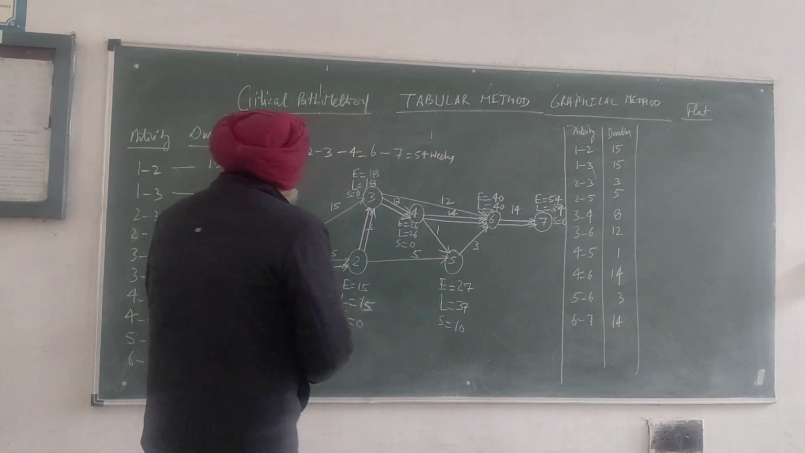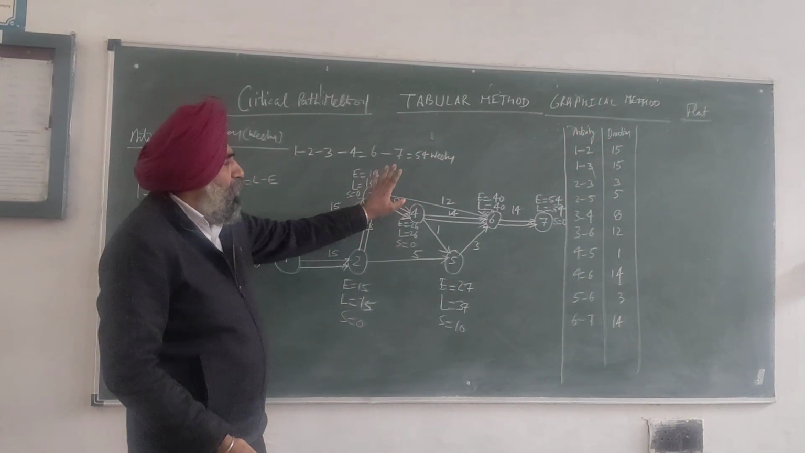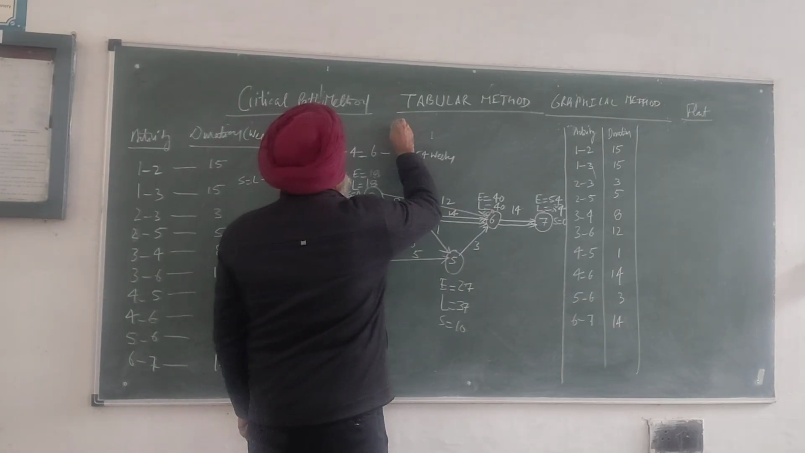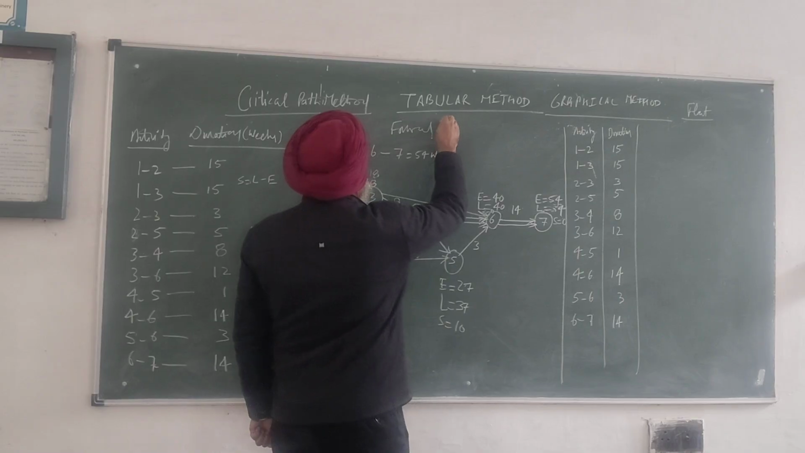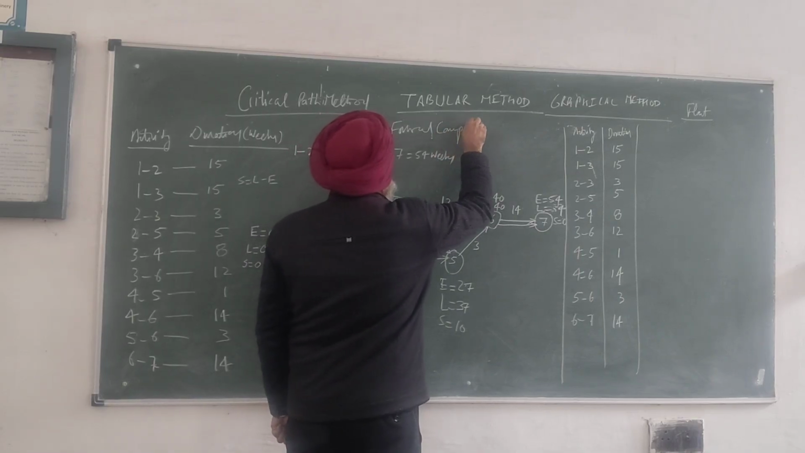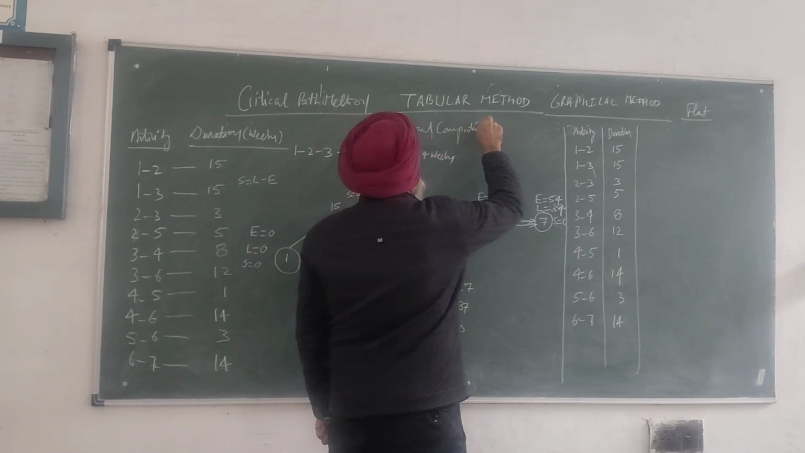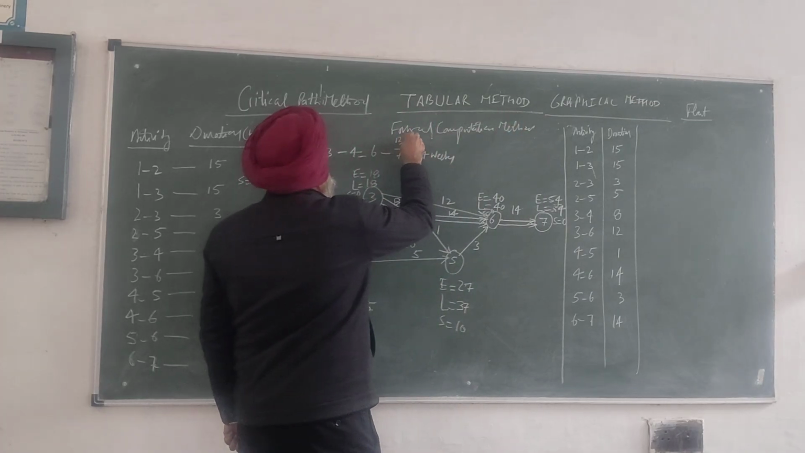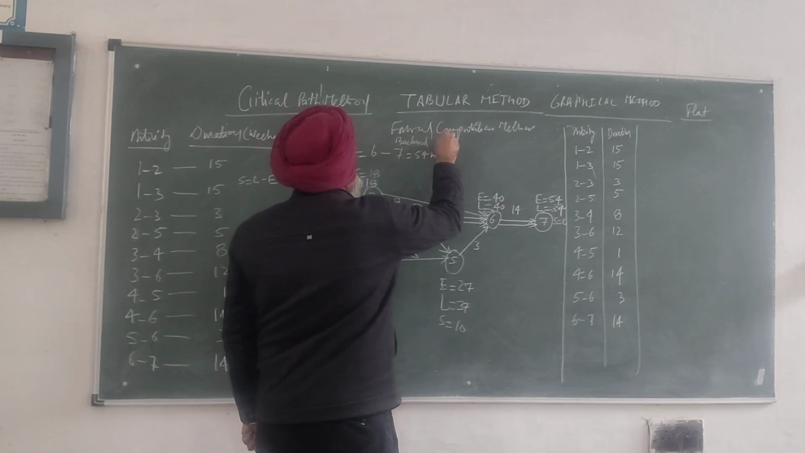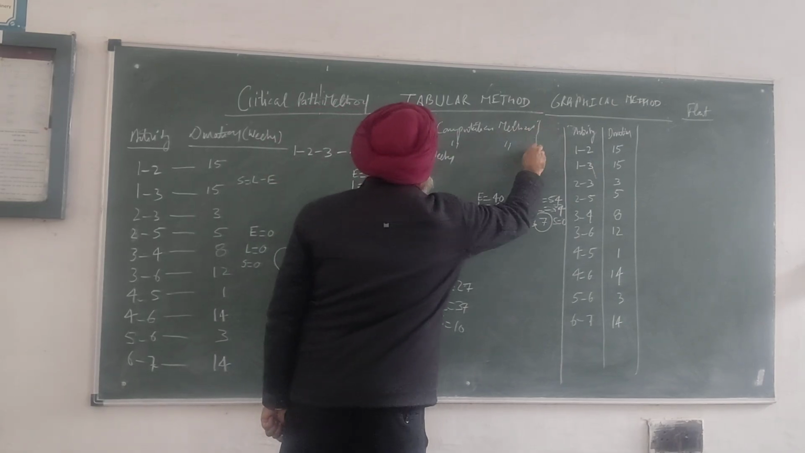For calculating the mean, this is called the forward computation. For calculating the mean, the method is known as the forward computation method. Clear? And for calculating the mean, this method is known as the backward computation method.